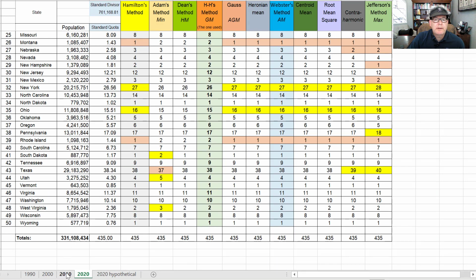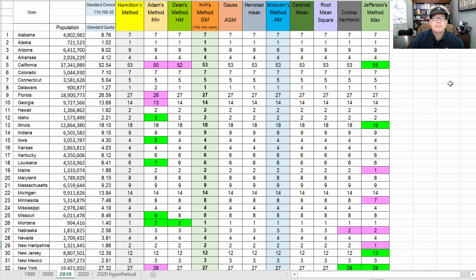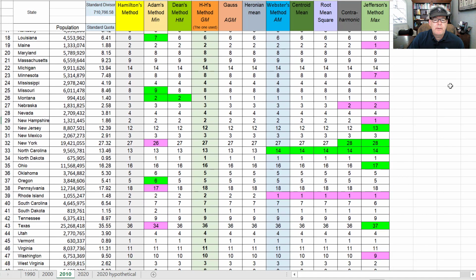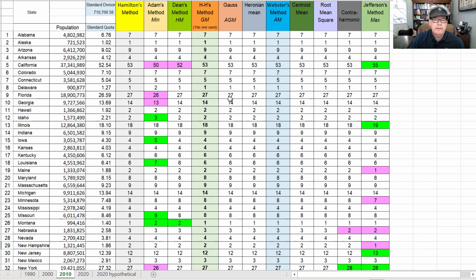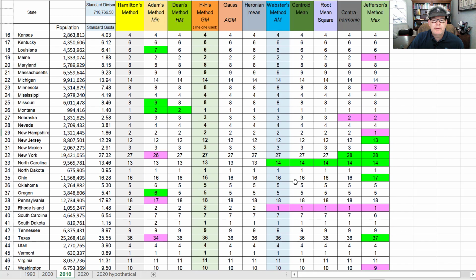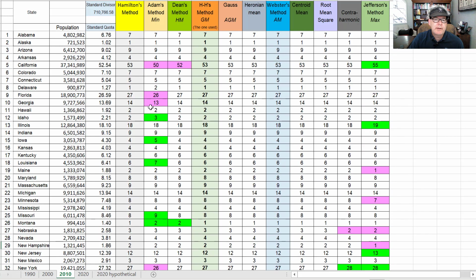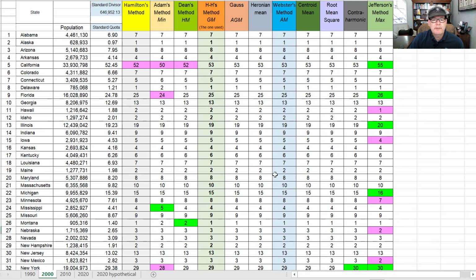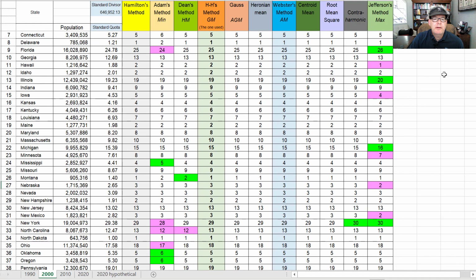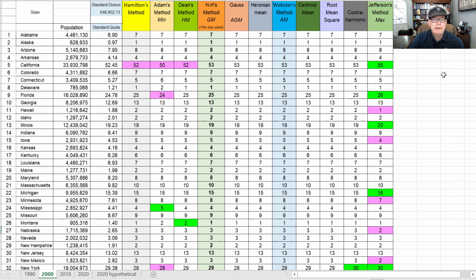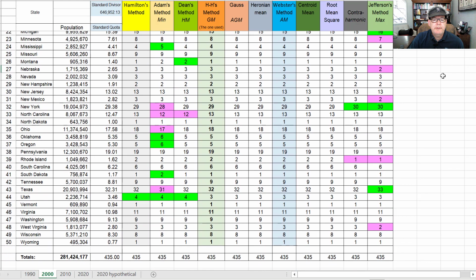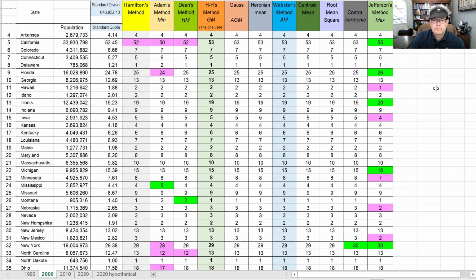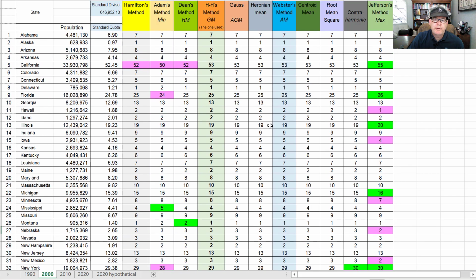If I look at 2010, now Hamilton and Huntington Hill match. Webster is a little bit different, and so on. So you've got all these differences. Dean's different, of course. So we will be able to compare some optimization properties here. Let's see, Hamilton is unique, but Huntington Hill and Webster ended up being the same, interestingly.